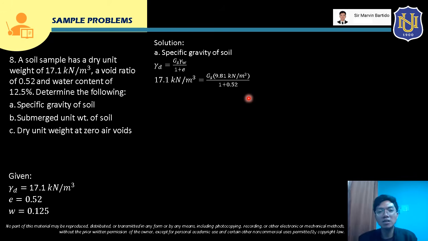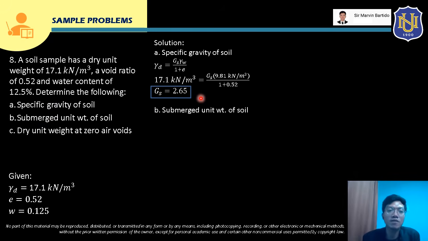So, solving for G sub S, class, you can solve that with a calculator, but you can also solve it manually, whichever you prefer. So, that is 2.65. This is the answer for letter A. The specific gravity of the soil solid is 2.65. For letter B, the submerged unit weight of soil.